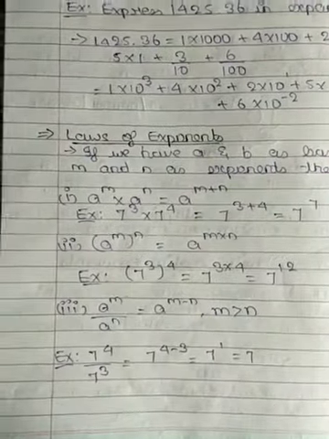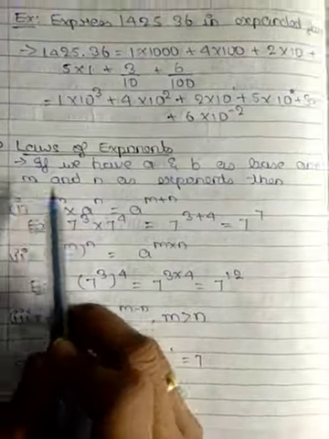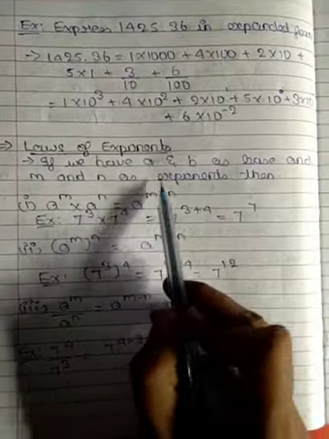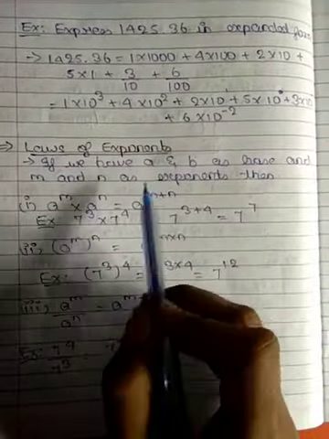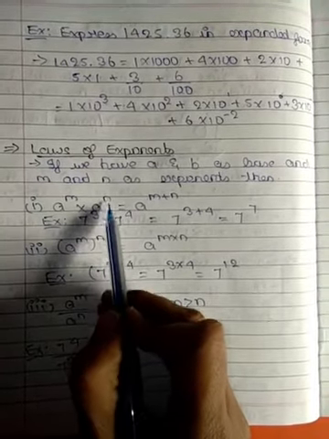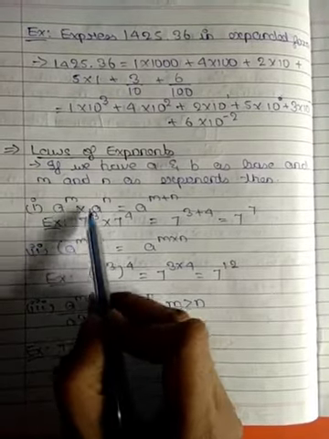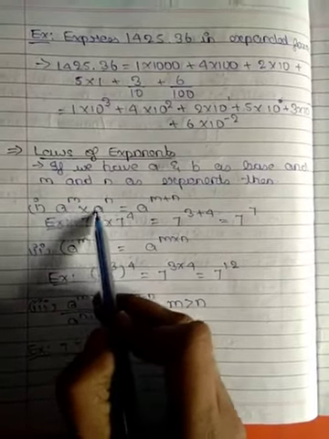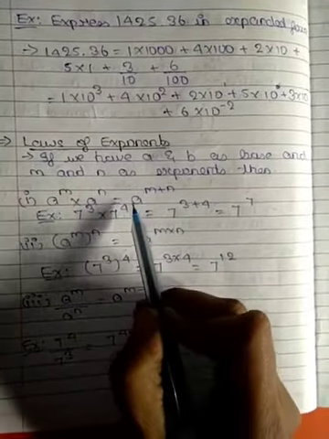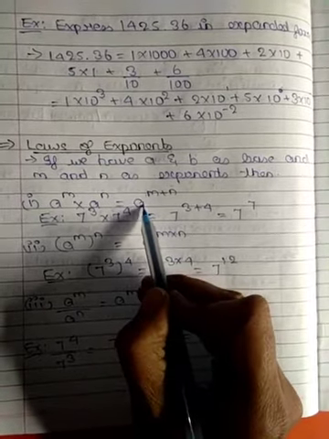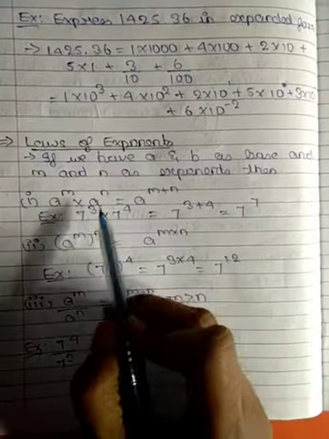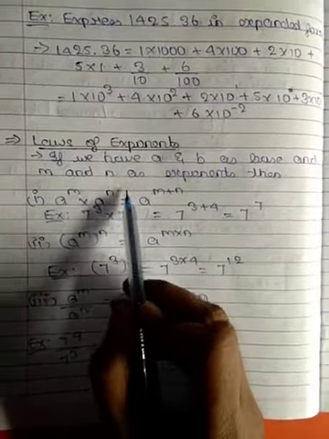The next topic we are studying is the laws of exponents. If we have a and b as bases and m and n as exponents, then how will we represent it? The first law is a raised to m multiplied by a raised to n. Whenever such a sum comes where the exponents are different, like m and n, and the base is the same, so a and a is the same base and it is multiplied, in such a case the base will remain as it is, that is a, and the exponents will be added, that is m plus n. That is our first law, multiplication of the same base with different exponents.